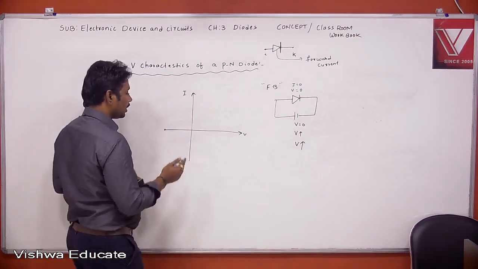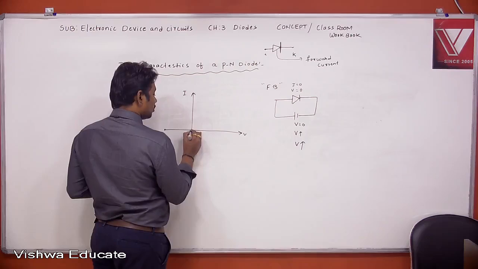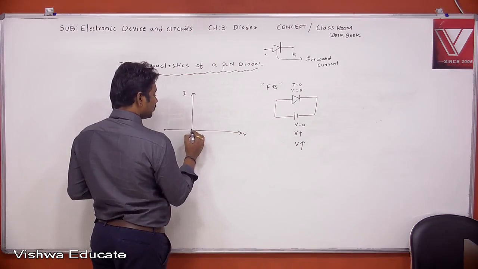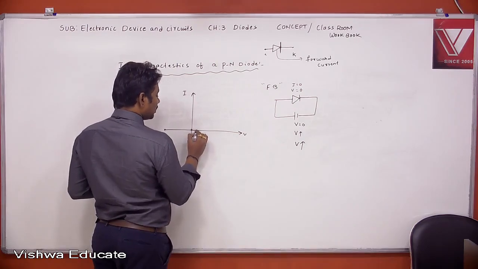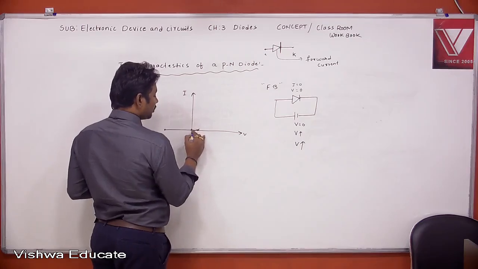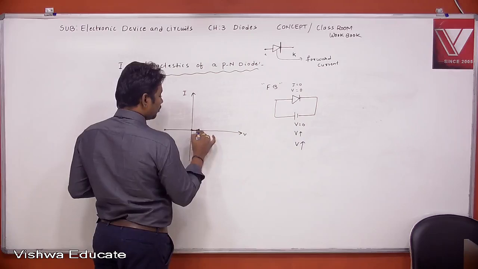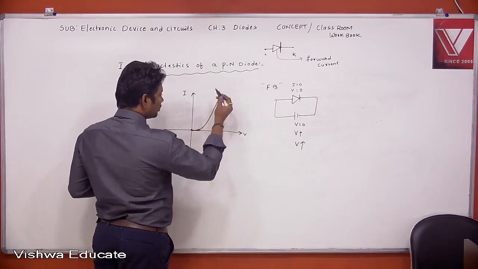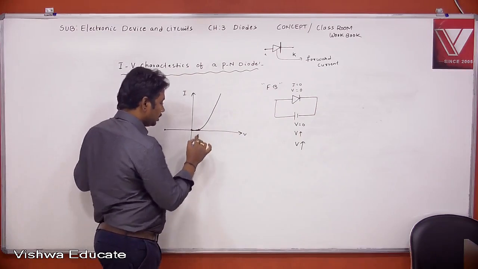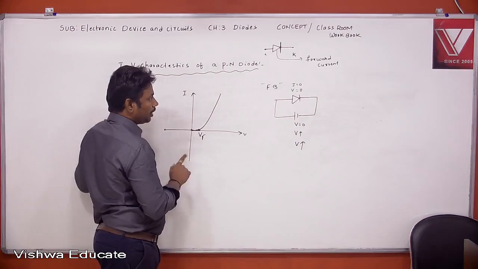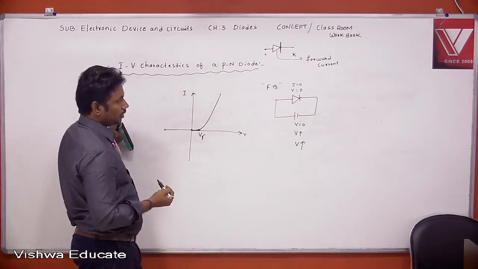Now see, I am drawing the characteristics. If applied voltage equals 0, both current through the diode and voltage across the diode will be 0. If applied voltage is increased by a small amount, what will be the current through the diode? Still 0. If applied voltage is increased further, then the current suddenly increases due to cancellation of the barrier. This is the IV characteristics of a PN diode in forward bias.